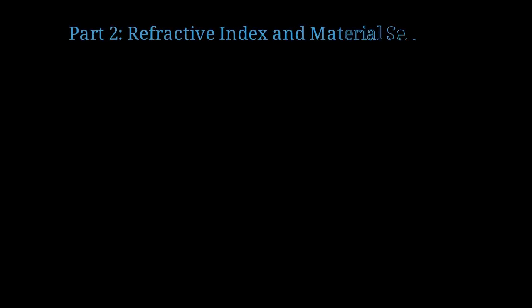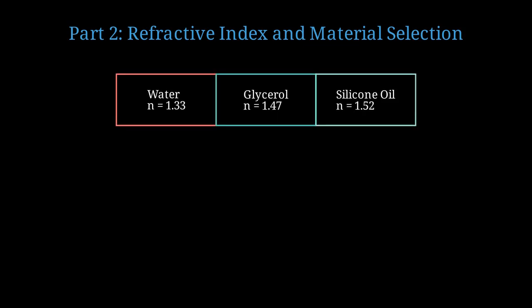Now let's examine how refractive index determines optical performance. Different liquids provide different focusing capabilities. Common droplet lens materials include water with N equals 1.33, glycerol with N equals 1.47, and silicone oil with N equals 1.52. Higher refractive index provides stronger focusing.